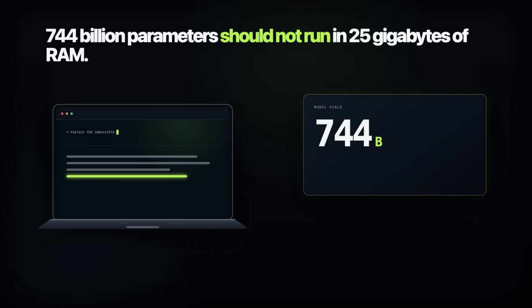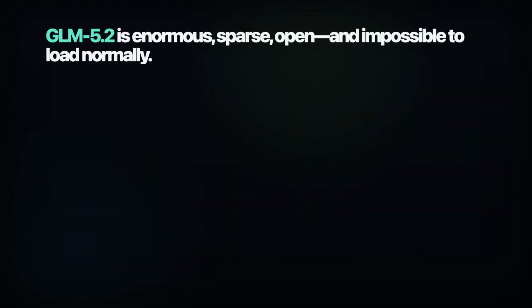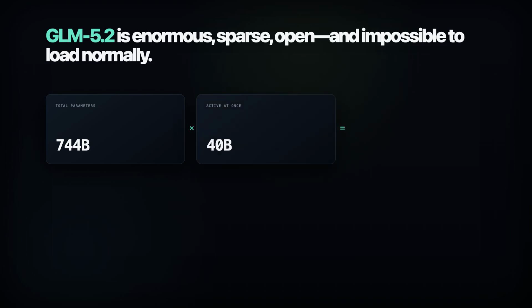A 744 billion parameter AI model should not run on a laptop with 25 gigabytes of RAM, and technically it doesn't. That is the trick. This is GLM 5.2, one of Z.ai's largest open-weight models. Z.ai describes it as a 744 billion parameter mixture of experts model with roughly 40 billion parameters active at a time. It also supports a 1 million token context window and is released under the MIT license.